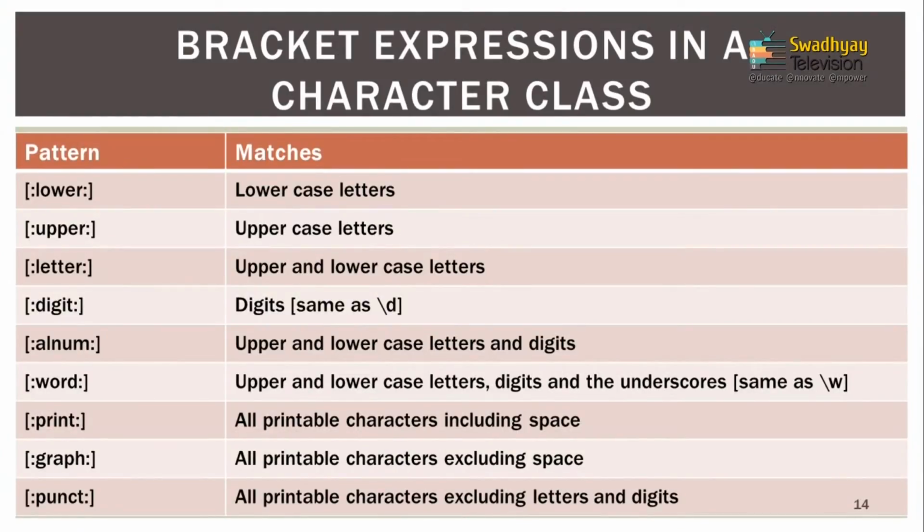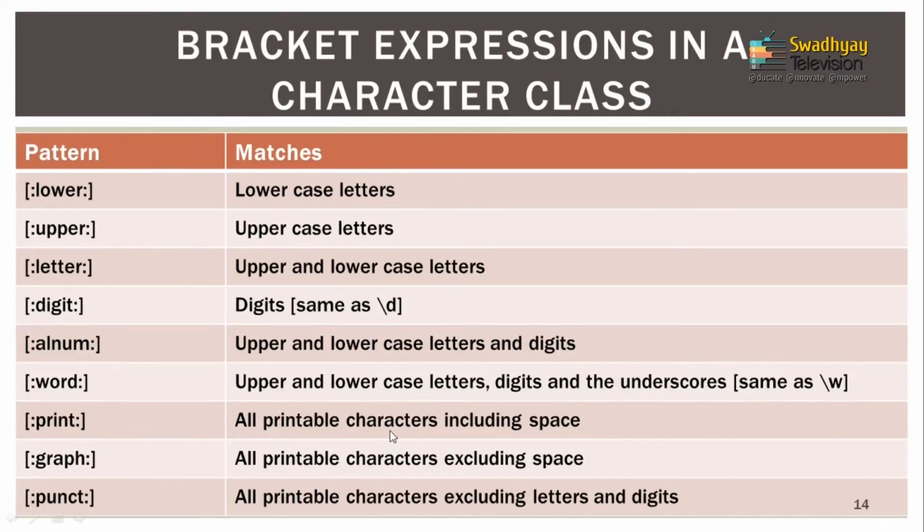Now, there are many character classes available in regular expressions. These classes are listed here. So these are the patterns and what they match. If you provide into square brackets colon lower, this is all lowercase letters, upper for uppercase letters, alpha for either upper or lowercase letters, digit for any digit which is very similar to small d, alnum for alphanumeric characters which is upper and lowercase letters and digits, word is upper and lowercase letters, digits and the underscore, similar to small w.